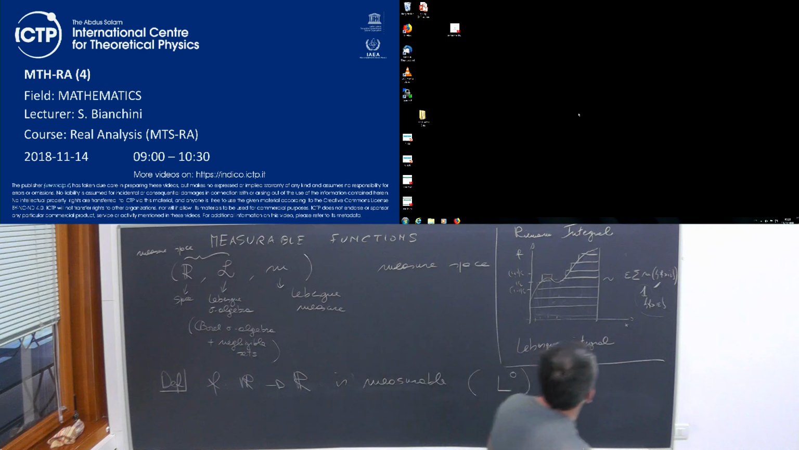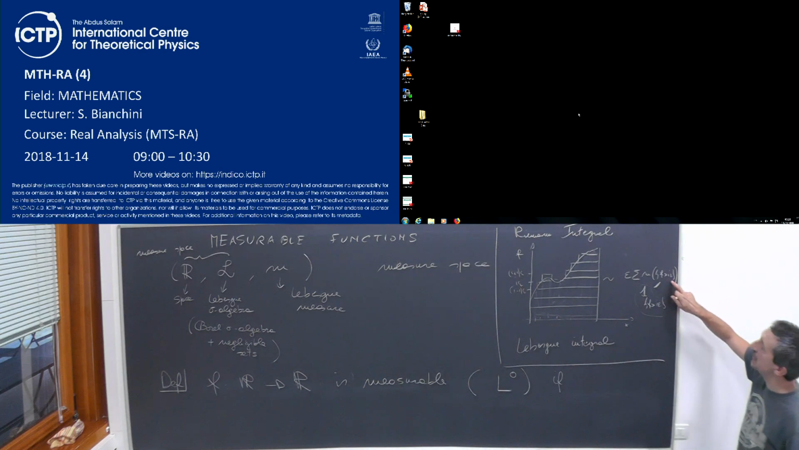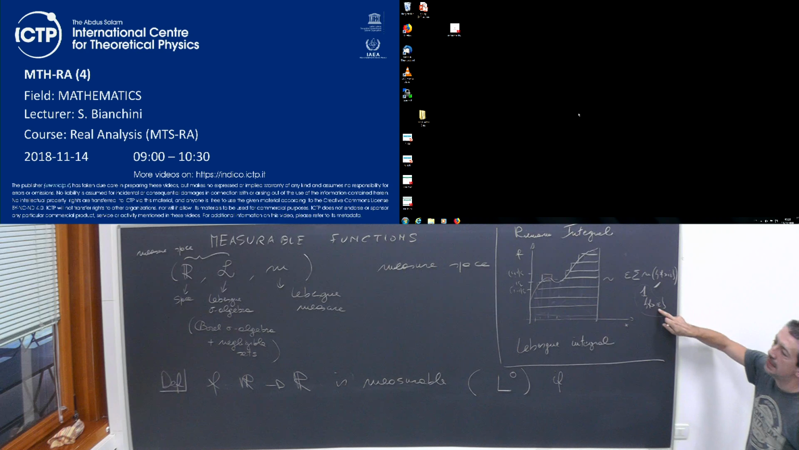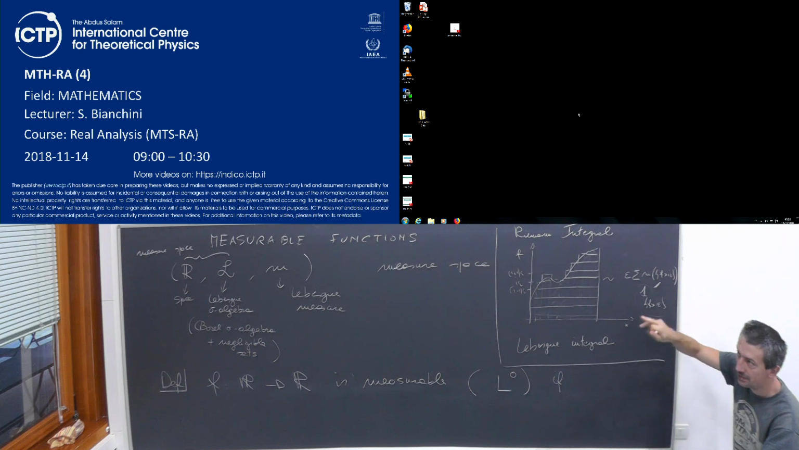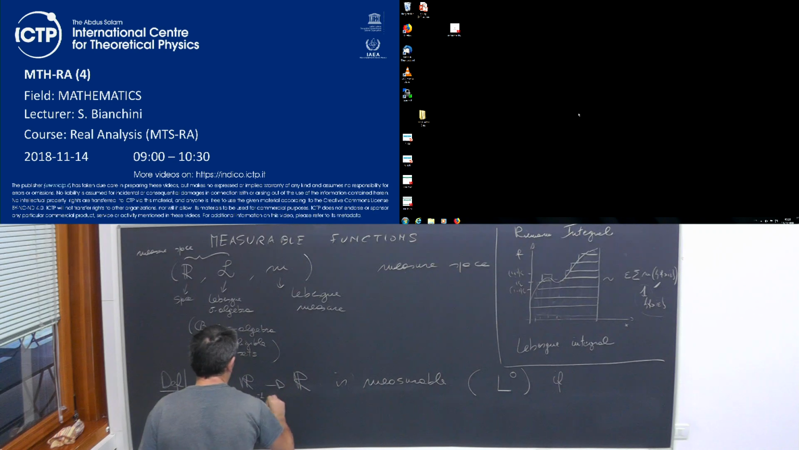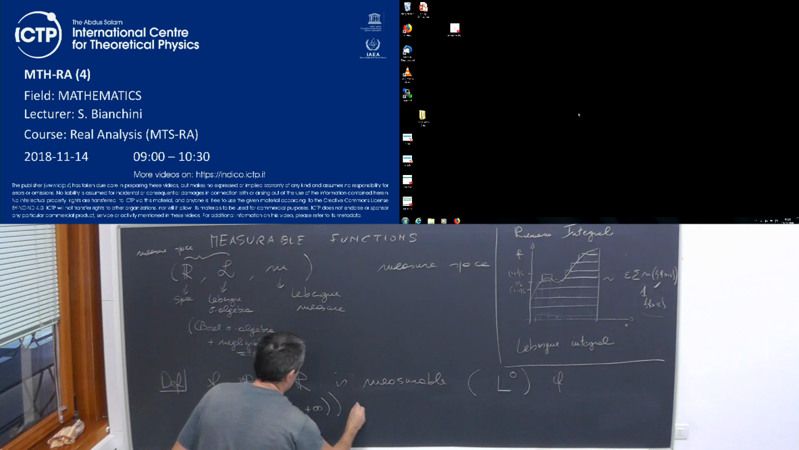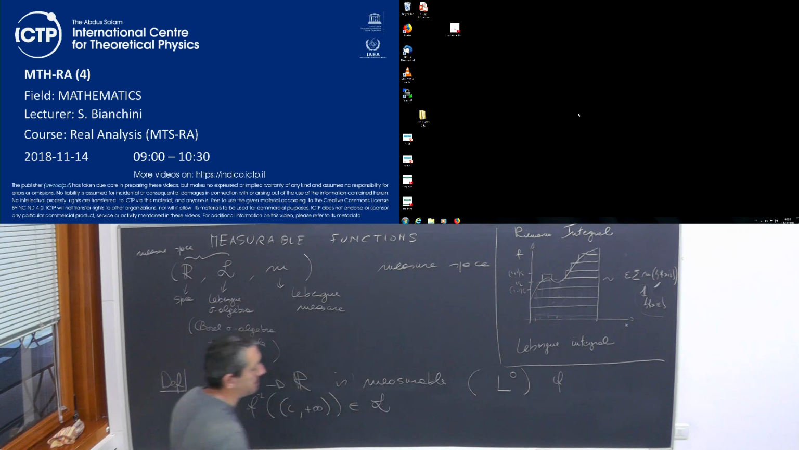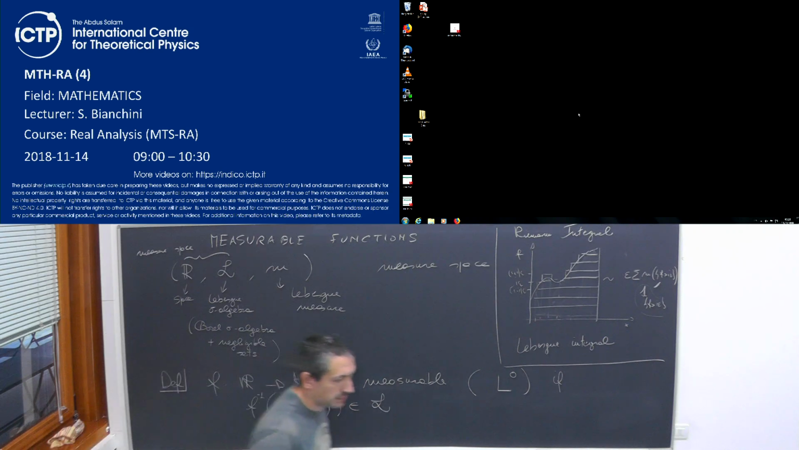Okay, let's look at the position. Here I have f larger than a given value. I can give a value with respect to the measure. So let's say f to the minus 1 of c, plus infinity is in the sigma algebra. So you see, it's very natural.